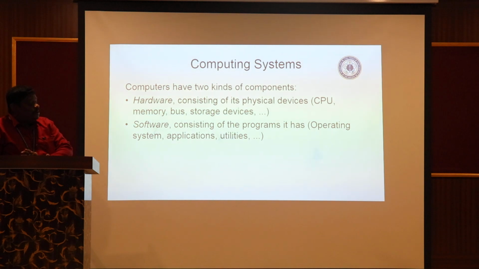Next, in a computing system, we have two kinds of components. The computer has two kinds of components. First one is hardware, another one is software. Hardware means it is a combination of physical devices, physical components like CPU, memory, bus, storage, etc. Next, software consists of programs. It has an operating system, application programs, some utilities. These are the two components of a computer.